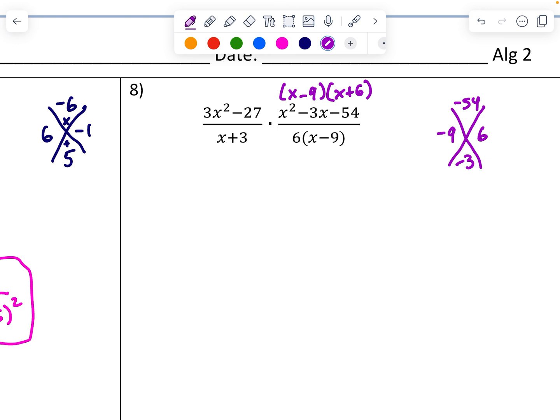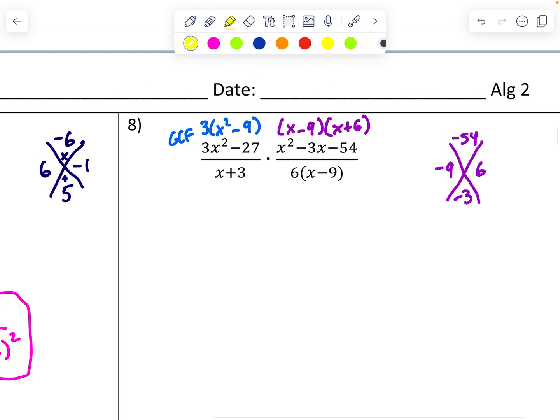The top of the other one, I see a GCF. So the GCF there would be a 3, so we could take out the 3, and we're left with x squared minus 9. Ooh, I see two terms with a minus sign again, and those are perfect squares. So we can take the square root and the square root. So we're left with x plus 3, x minus 3, and that GCF of 3 is still in the front.